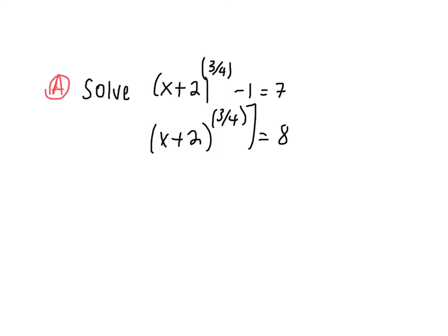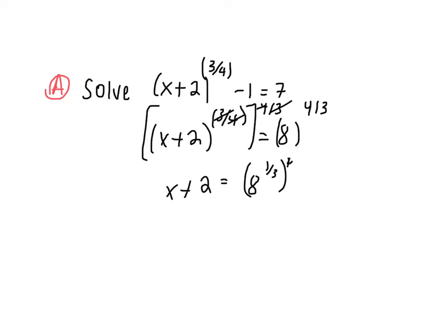So now we can raise both sides to the 4/3. This will cancel out this exponent here, the 3's and the 4's. We have simply x plus 2 on the left, and we can write 4/3 as 8 to the 1/3 raised to the 4th, if you remember our properties of exponents. So 8 to the 1/3 is 2, so we have 2 to the 4th on the right, and on the left we have x plus 2. Simplify this and we have x equals 14.